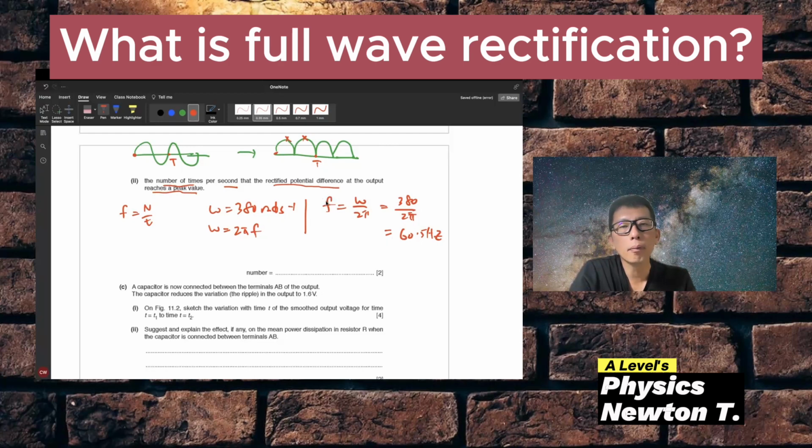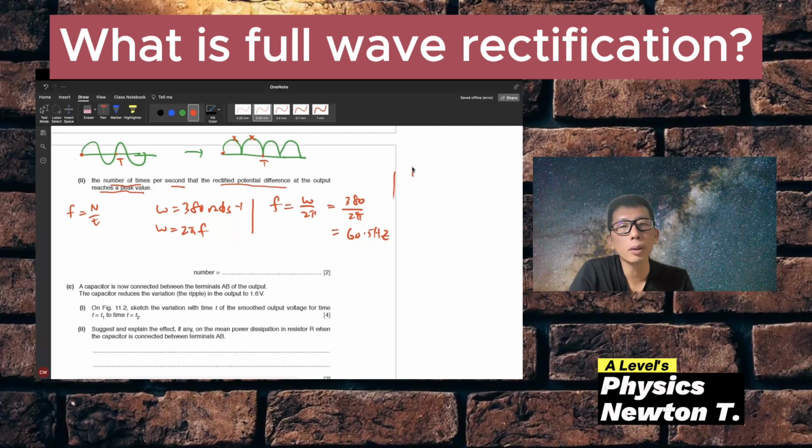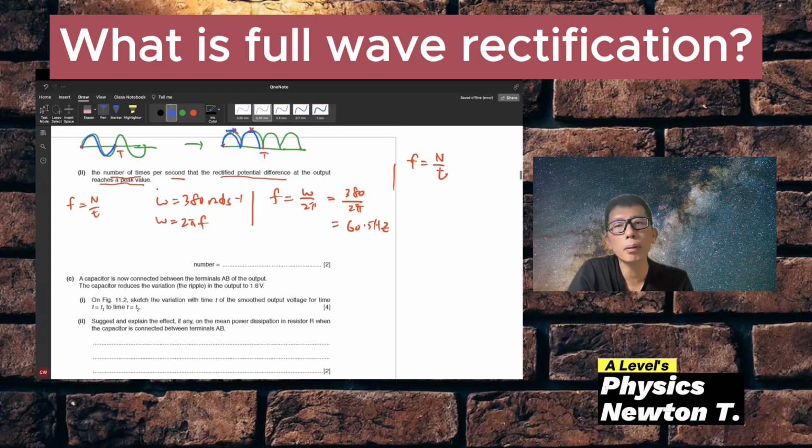This is the number of oscillations per unit time. If you go and study the definition for frequency, it has to be the number of complete oscillations per unit time. So from here we can see this is one complete oscillation. After rectifying, this is the complete oscillation. So there are 60.5 complete waves in 1 second. For every complete wave, we are going to have 2 peak values. So the number of peak values, you have to multiply by 2.